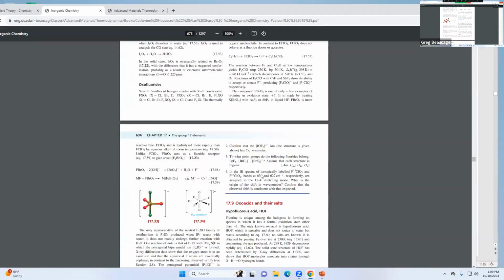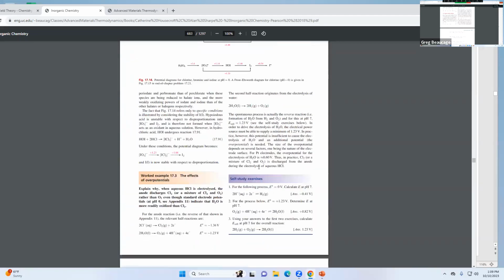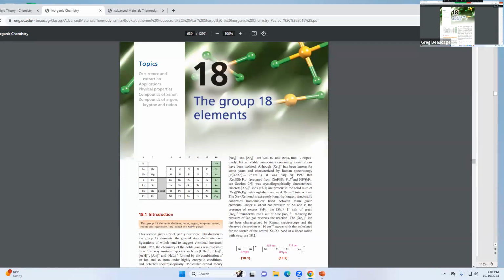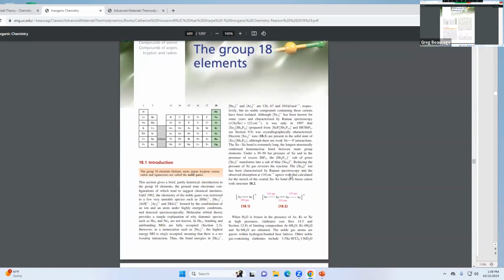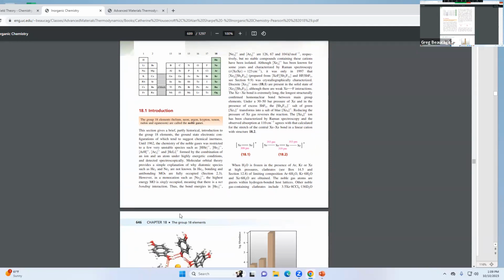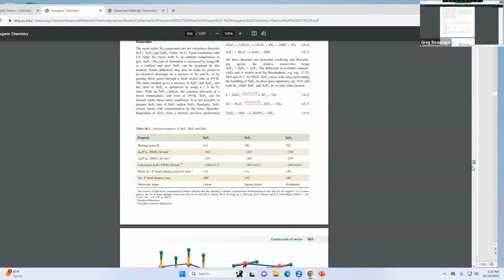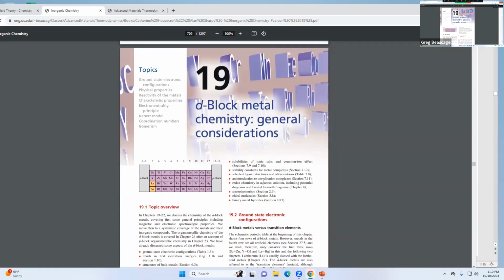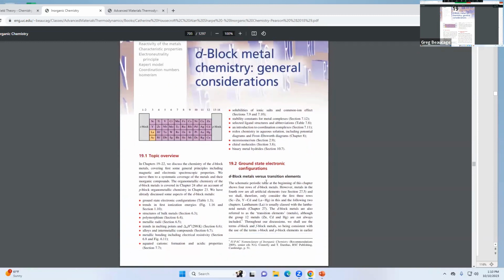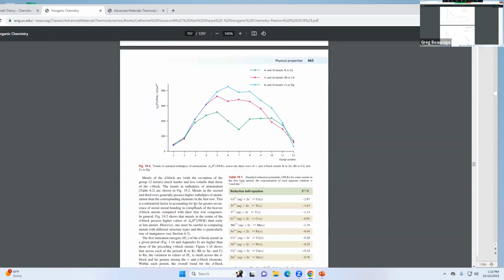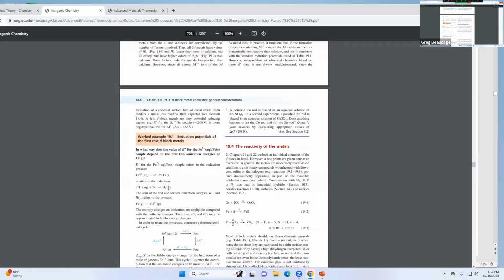Anyway, he's got a whole series of chapters about the d orbitals for transition metals, which ends up being a major thing, especially for the metal organic compounds. So this is d-block metal chemistry, right? And you see the same kind of plots that are in the book.